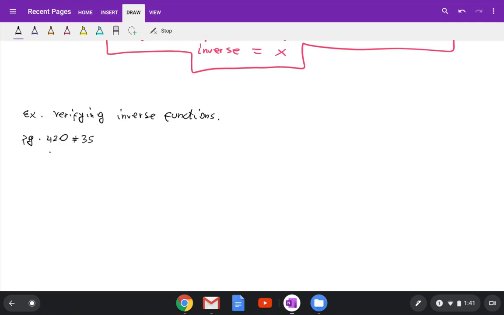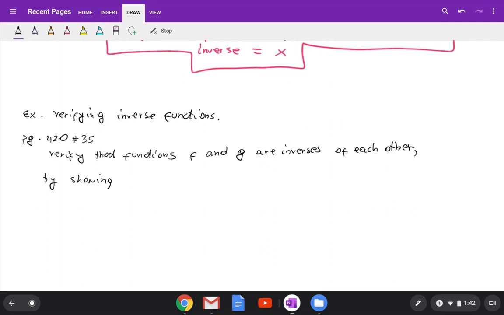They will ask you to verify that functions f and g are inverses of each other by showing, technically using the theorem which I just gave you, by showing that f composed with g of x is equal to x, and g composed with f of x also will give you x. So this is what we need to show.